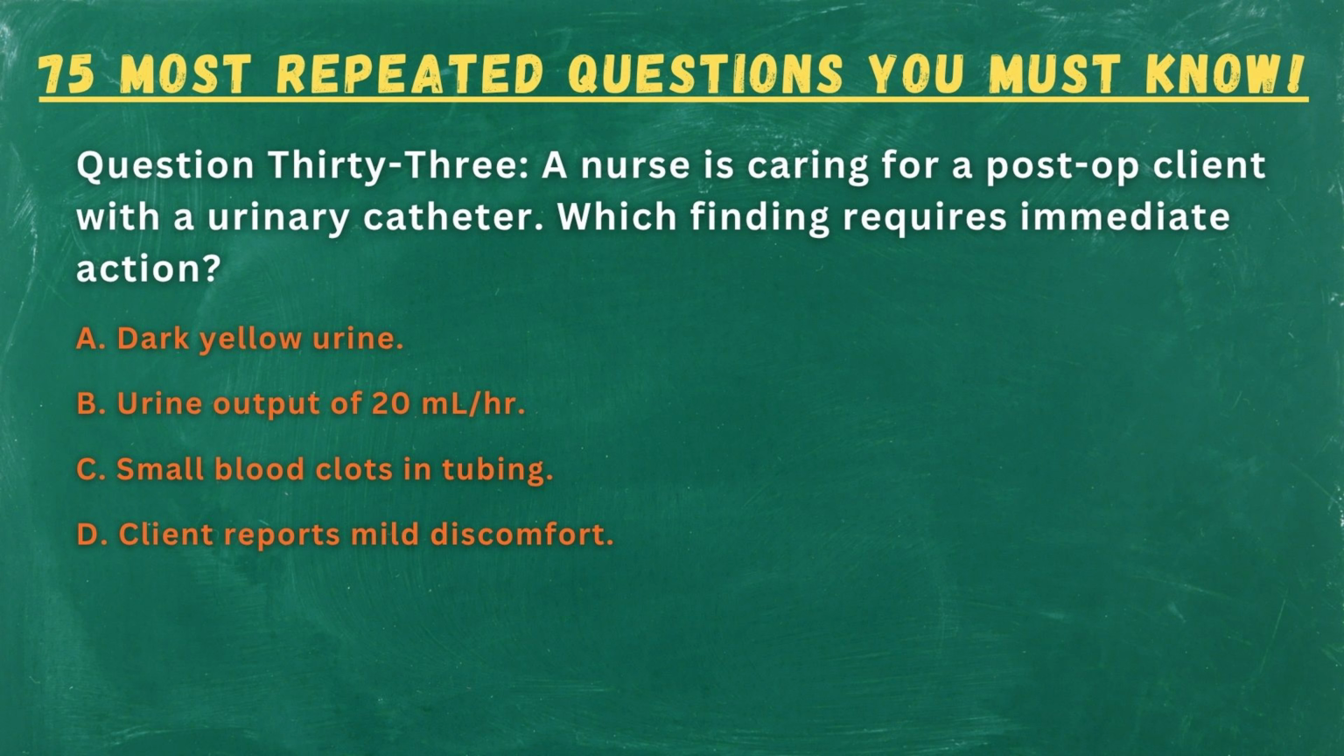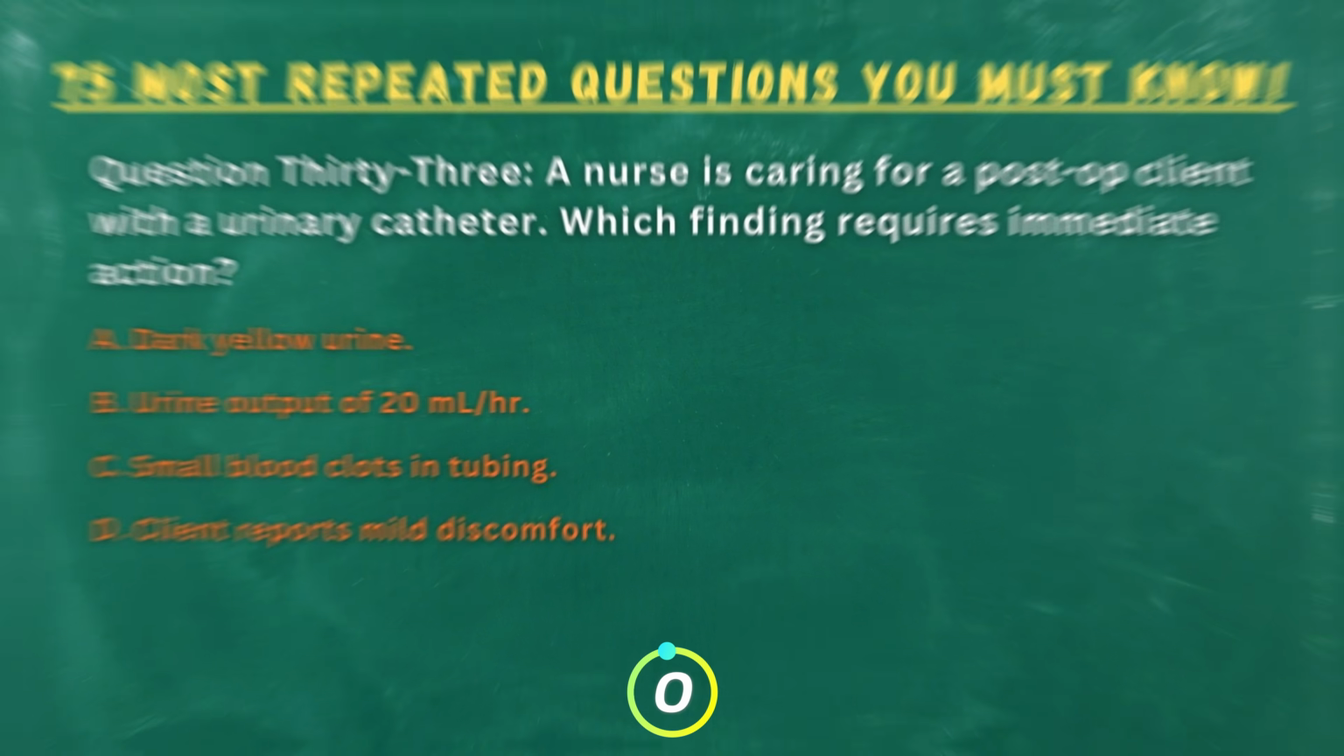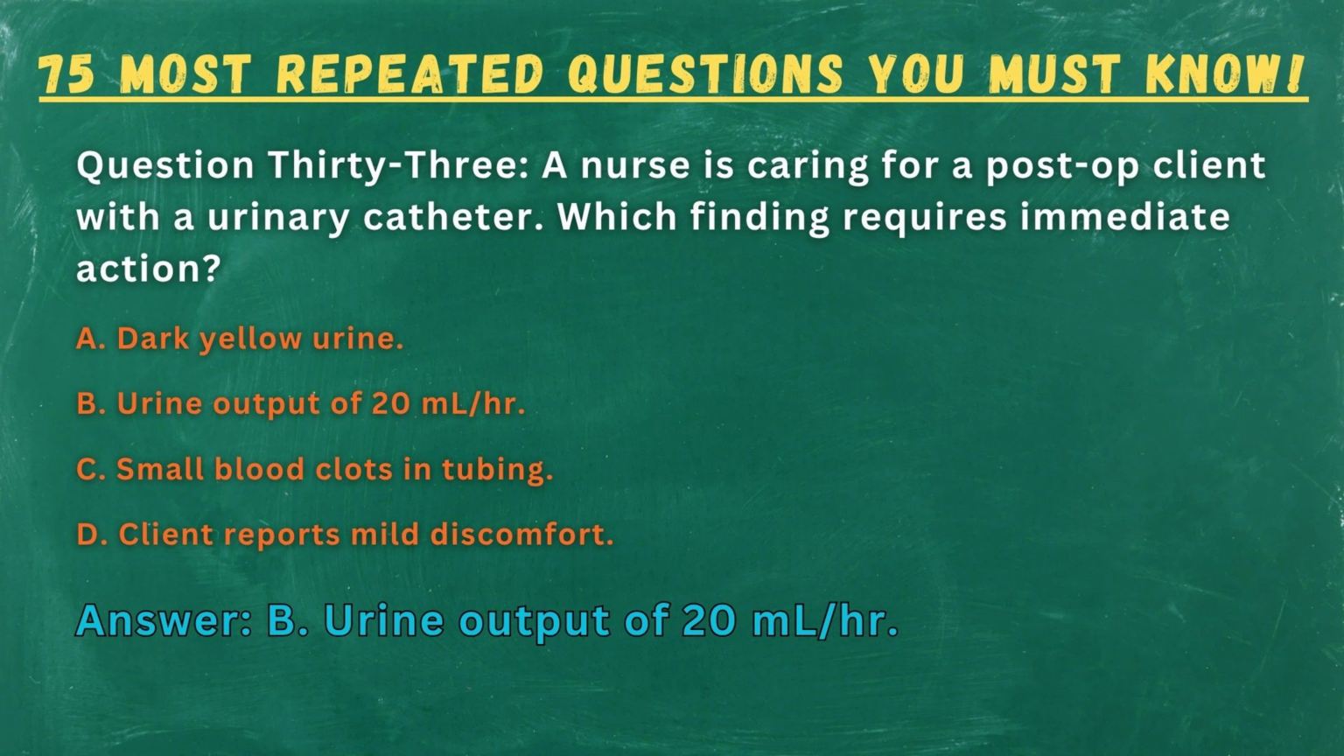Question 33. A nurse is caring for a post-op client with a urinary catheter. Which finding requires immediate action? A. Dark yellow urine. B. Urine output of 20 milliliters per hour. C. Small blood clots in tubing. D. Client reports mild discomfort. Answer: B. Urine output of 20 milliliters per hour.